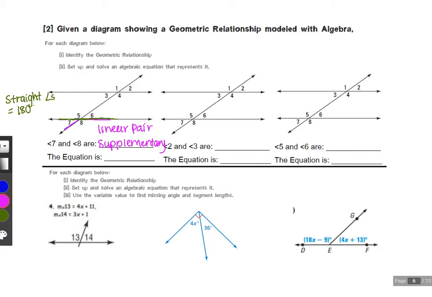The equation that you're going to set up, we just talked about how straight angles equal 180 degrees, which means that when we take both of these angles here and combine them, it should equal 180. So that's just what we're going to write in our equation: angle 7 plus angle 8 equals 180.